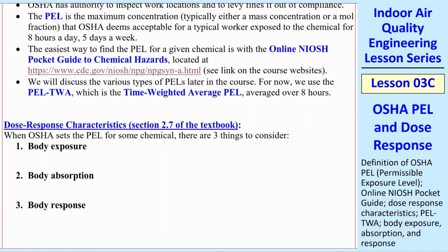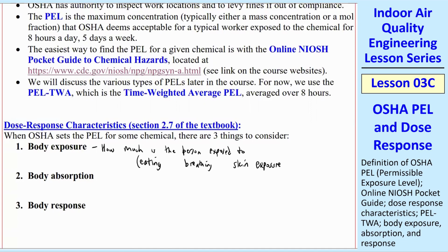I want to talk about dose response characteristics. This is in section 2.7 of the textbook, by the way. When OSHA sets these PELs, there are 3 things to consider. Body exposure. This is how much the person, the body, is exposed to. There are various ways to get chemicals: through eating, through breathing, and through skin exposure. So some acid mists, etc., will affect the lungs, and they might affect just the skin, even your outer skin. So you have to look at all of these things.